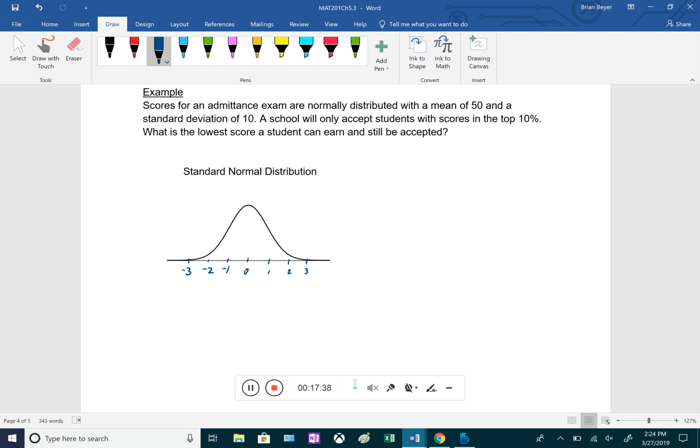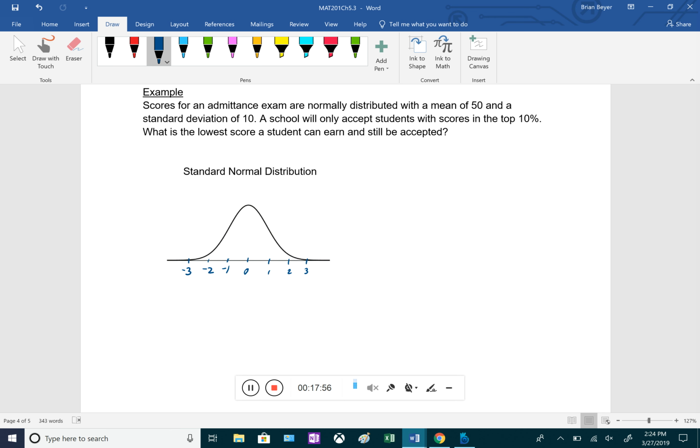So say scores for an admittance exam are normally distributed with a mean of 50 and a standard deviation of 10. A school will only accept students with scores in the top 10%. What is the lowest score a student can earn and still be accepted?